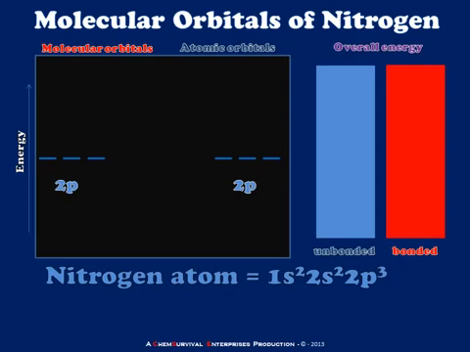So let's place that 2p subshell in our energy diagram and populate them as they would be in nitrogen atoms. Again, in this case, I place certain electrons spin up and others spin down simply for convenience. They could be in either spin orientation at this point. Now let's combine our 2p subshells and see what happens.